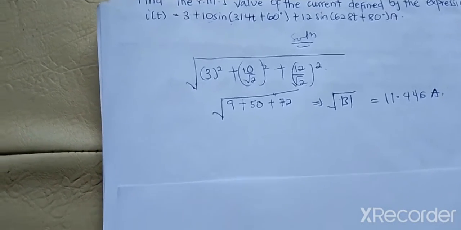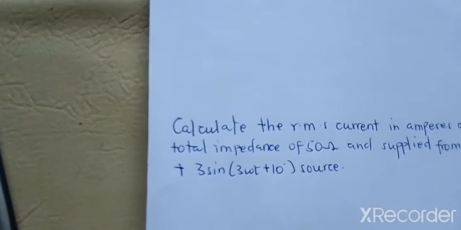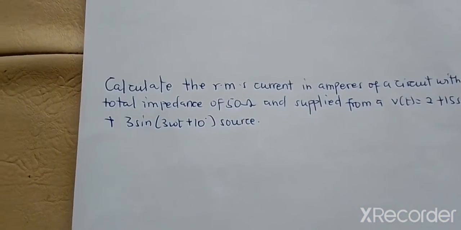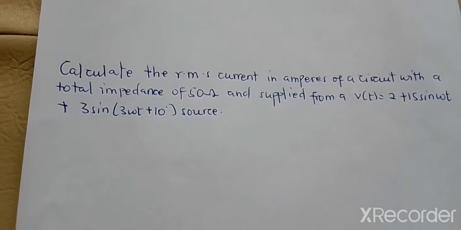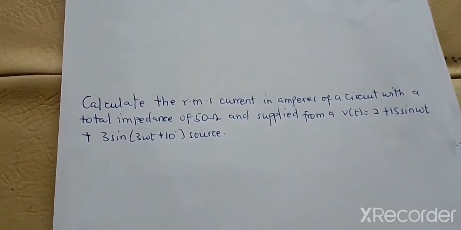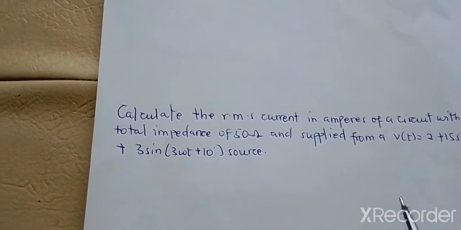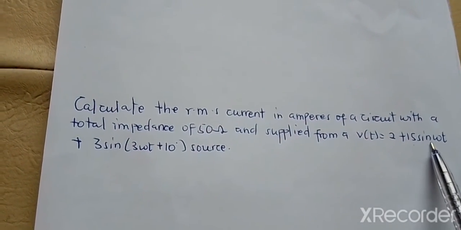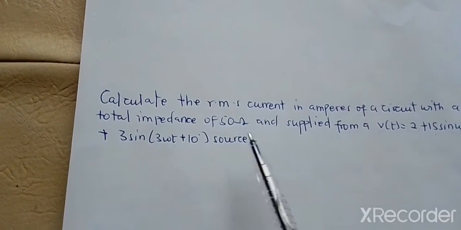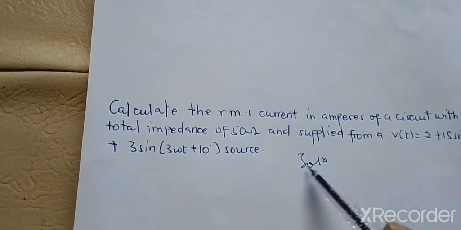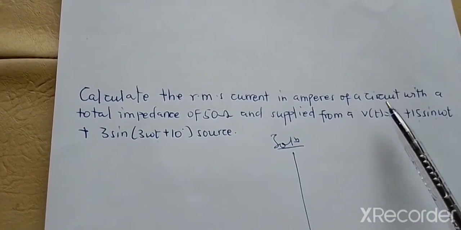Now let's see the second part of this tutorial. For the second part we have to calculate the RMS current in amperes of a circuit with a total impedance of 50 ohms, supplied from a voltage source v(t) equal to 2 plus 15 sine omega t plus 3 sine 3 omega t plus 10 degrees. So how do we go about this? We have to find the RMS current, but we have been given the impedance as well as the voltage source.